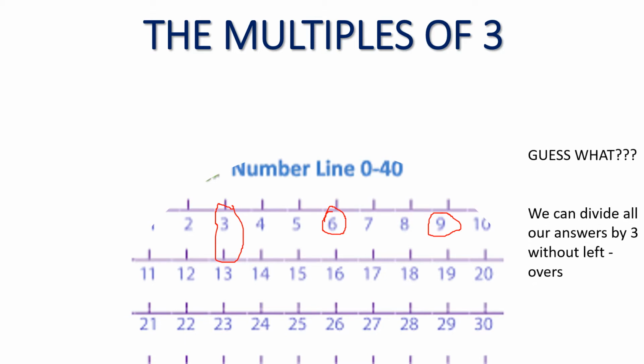Now guess what? Do you know that we can divide all our answers by 3 without any leftovers? For example, 3 divide by 3. Let's try that. What's 3 divide by 3? 1. That's 1. 3 divide by 3 is 1.